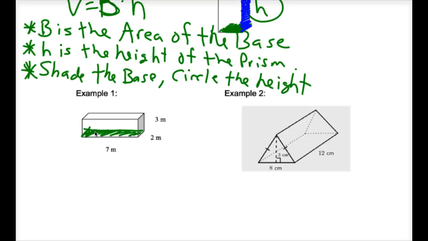I'm going to shade in that bottom rectangle. Okay? What number do I circle then? 3. It is 3 meters tall based on what I've done so far. Does everybody see that? Could you have shaded in that right side? What would you have circled if you had shaded in the right side? The 7. You would get the same answer, believe it or not.